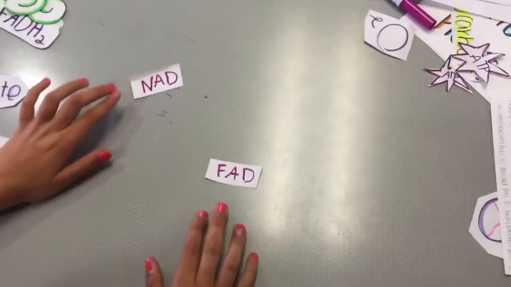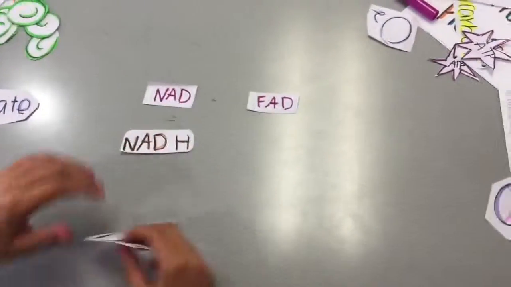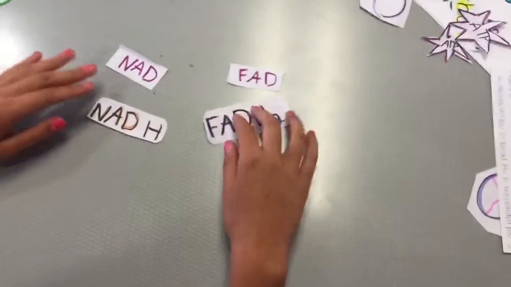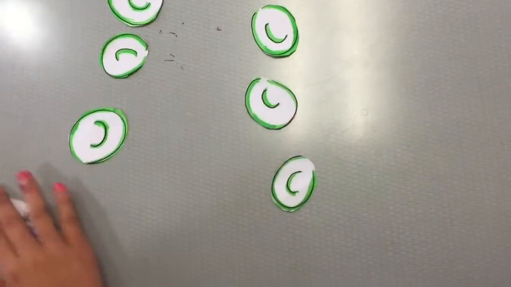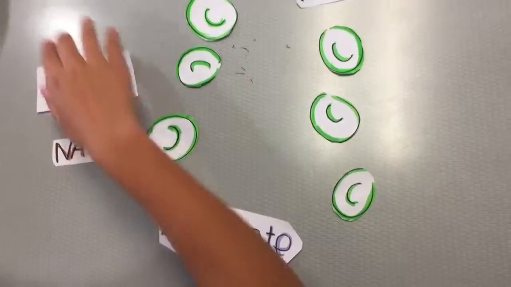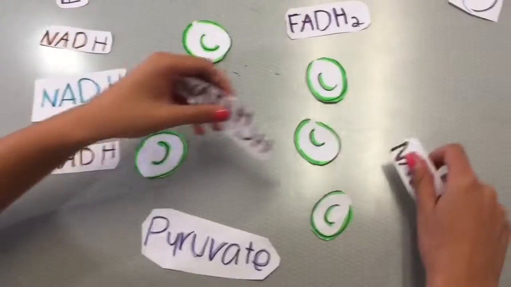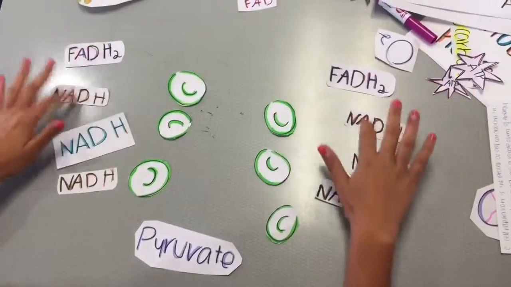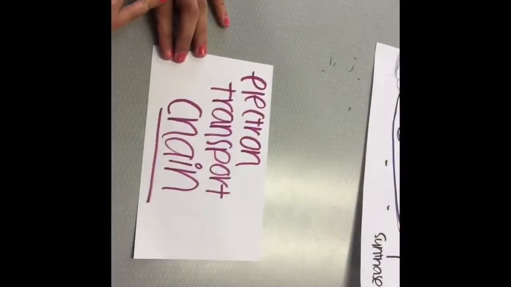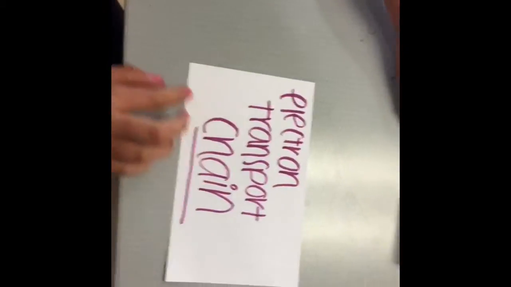NAD plus FAD appear, becoming NADH and FADH2. Each pyruvate has 3 NADH and 1 FADH2. And since we have a molecule of glucose that was split into 2, we now have 6 NADH and 2 FADH2. We will now talk about the electron transport chain, or ETC.